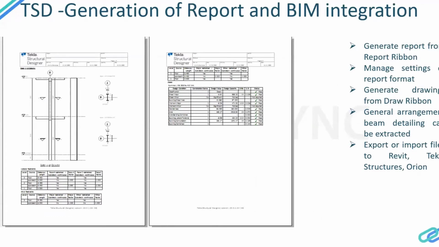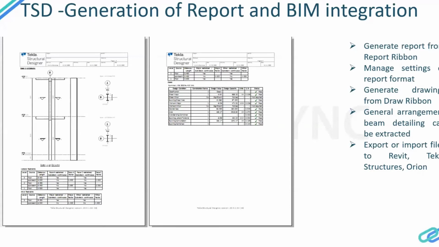Next is the beam detailing, RC beam detailing. Say there is a continuous beam. I need a bottom and top reinforcement drawing of that beam. So we can generate that also from the software. So basically you can generate all these drawings from the Tekla Structural Designer software. Once these drawings are generated, all we need to do is clean this drawing a bit, and it's ready for your site.